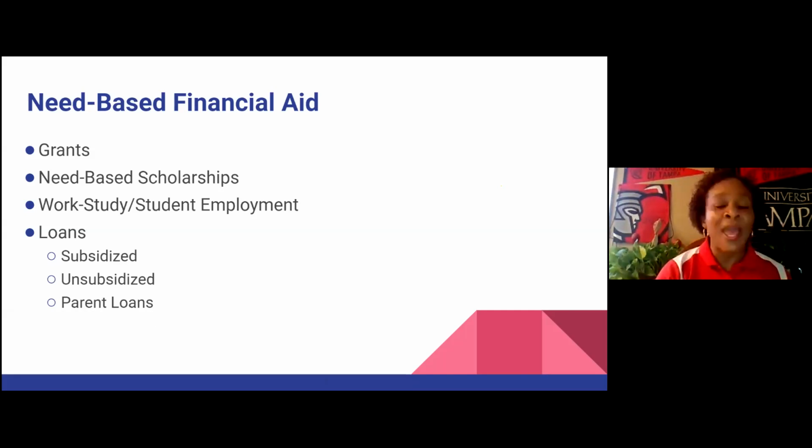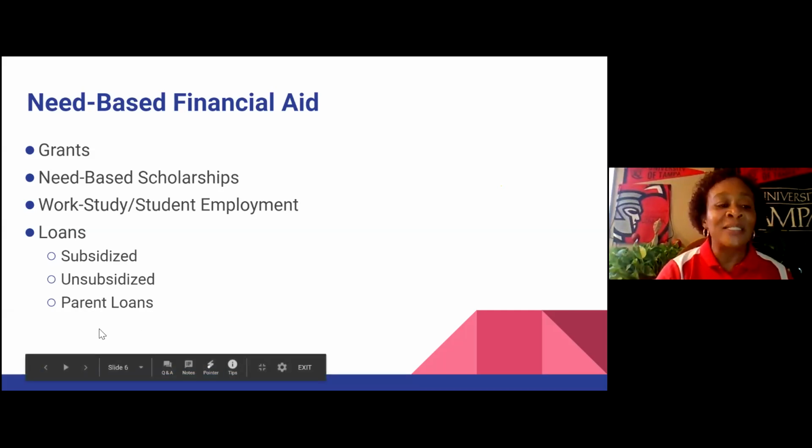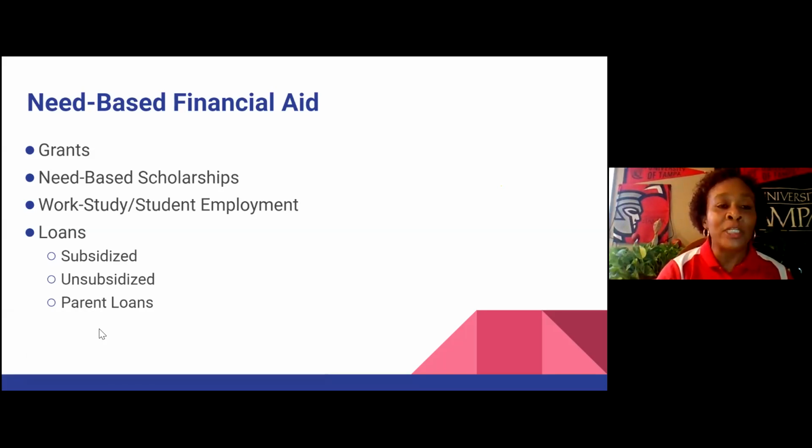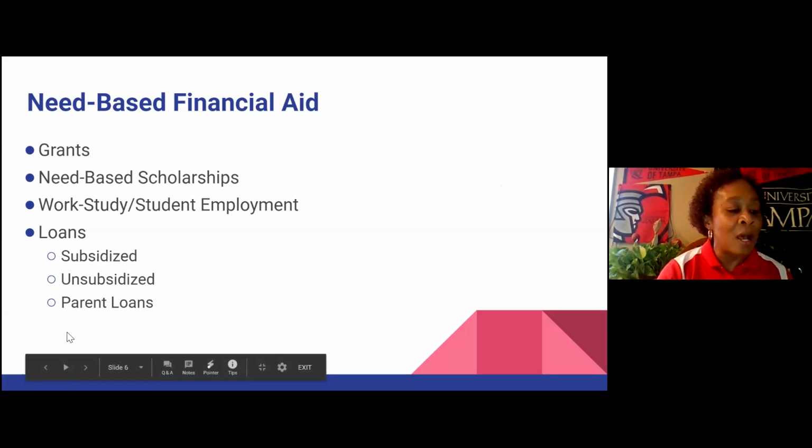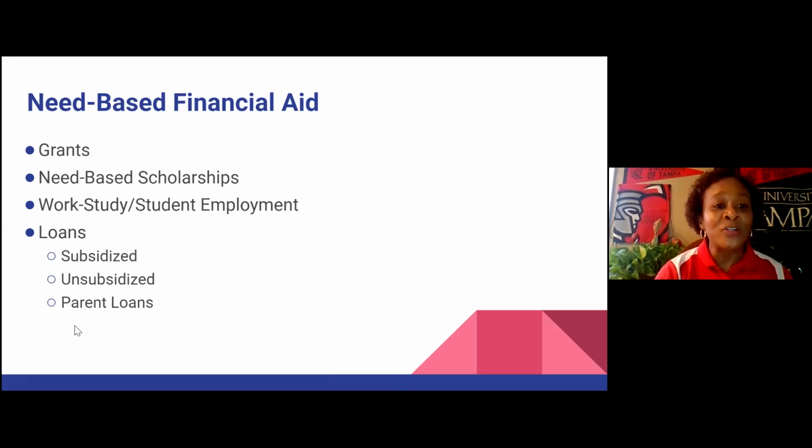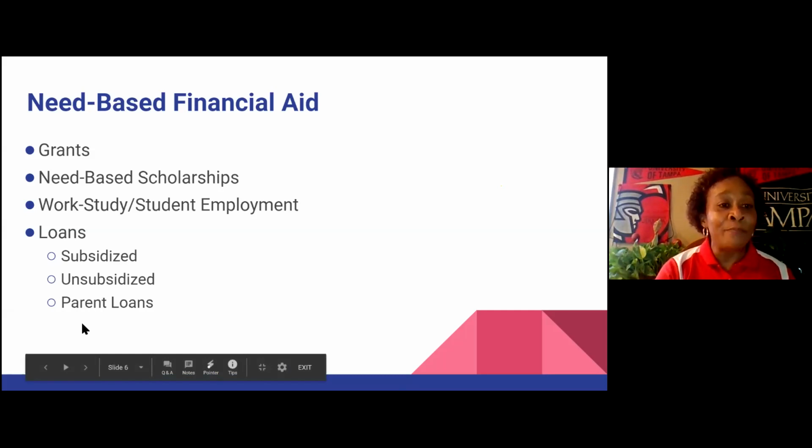Now, with loans, you have subsidized, unsubsidized, and parent loans. So with subsidized loans, the interest does not start accruing until after you're no longer enrolled in school and that 6 month grace period has expired. But with unsubsidized loans, the interest starts accruing when that loan is disbursed. So while you're still in school, you're still accruing interest. And then parents can also borrow the cost of attendance minus any other aid that the student will receive.